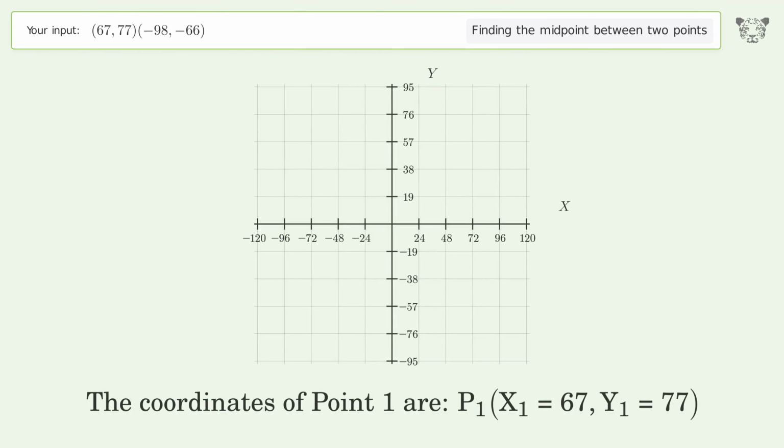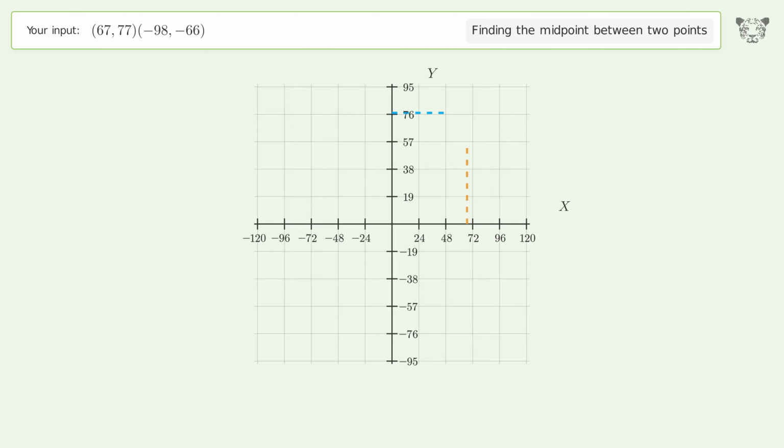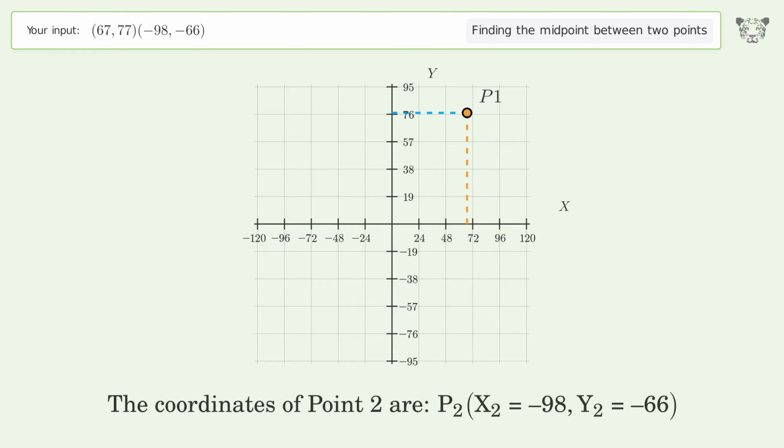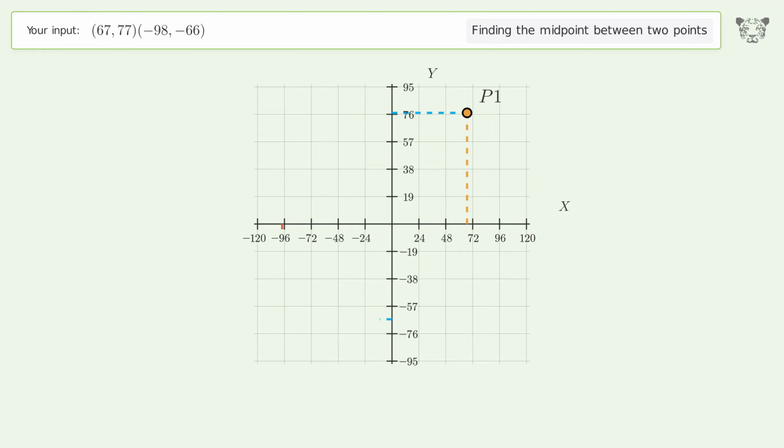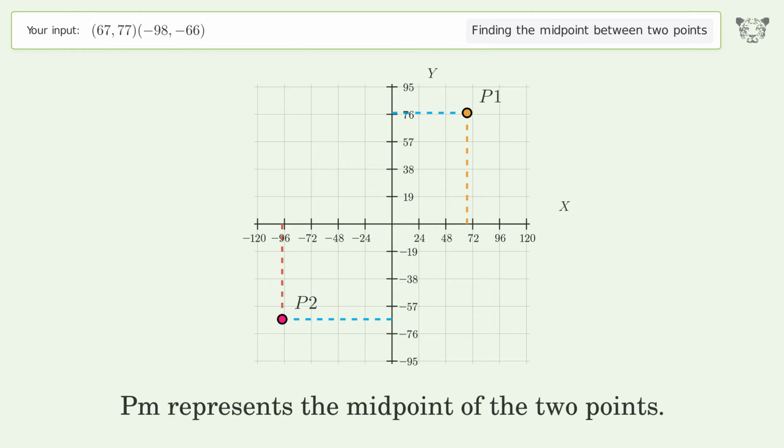The coordinates of point 1 are, x1 equals 67, y1 equals 77. The coordinates of point 2 are, x2 equals negative 98, y2 equals negative 66. PM represents the midpoint of the 2 points.